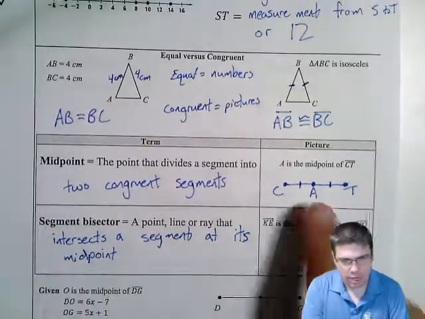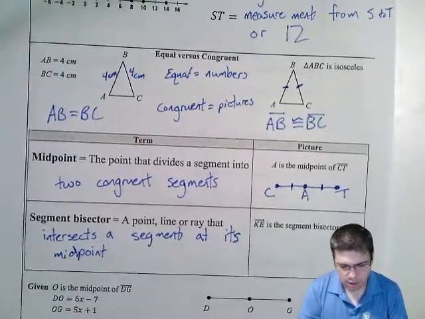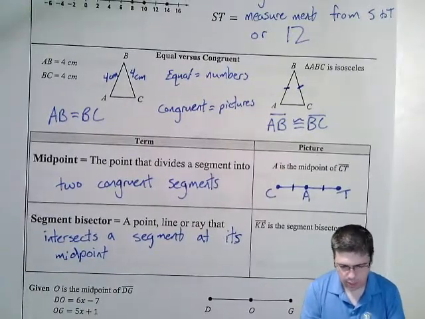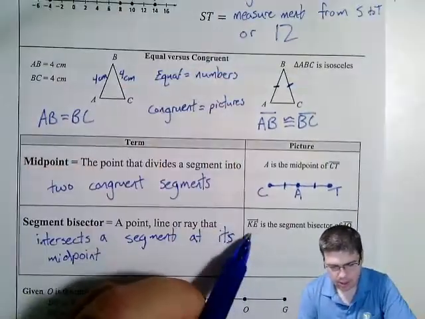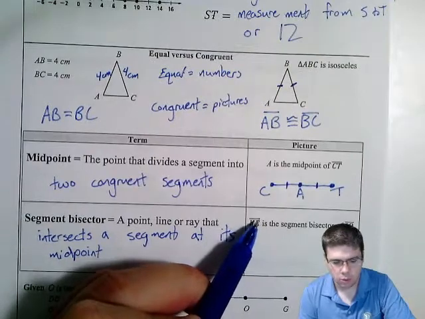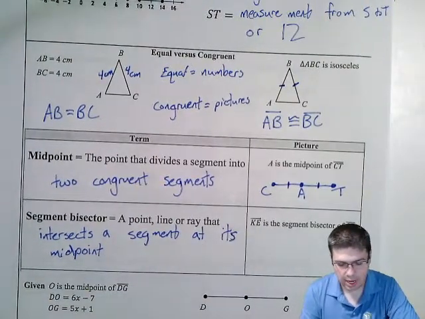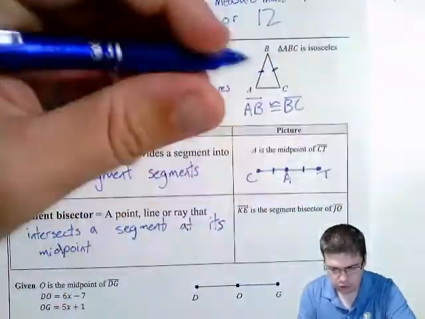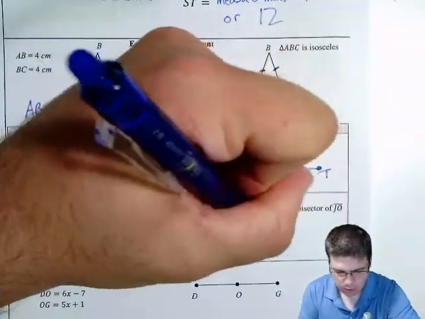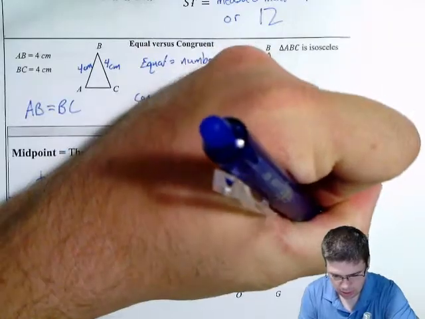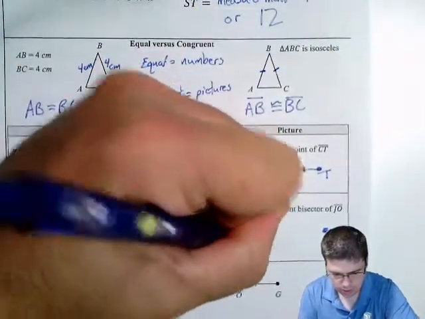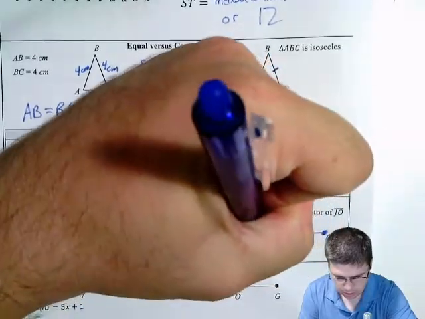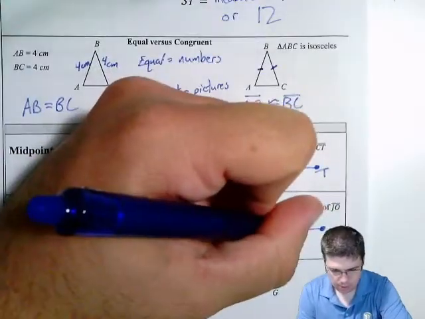So the point would actually just be the A, but you can also bisect a segment with a line or ray. So here they've got KE. Notice that there's an arrow at just one end of that, so they're talking about ray KE is the segment bisector of JO. So I'm going to start with segment JO, and then we'll bisect it. So JO, and sorry, not a very good drawing, but the midpoint there.